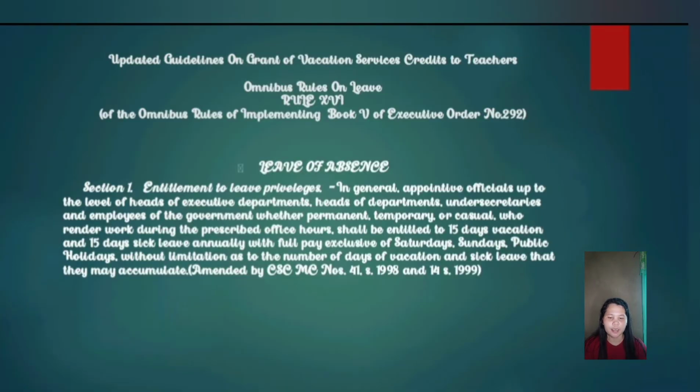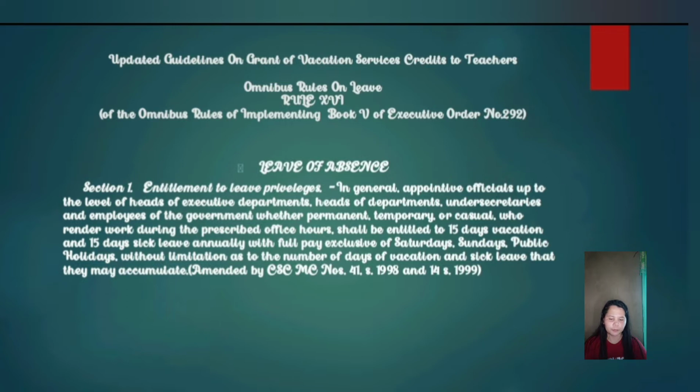So, updated guidelines on grant of vacation services credits to teachers. Omnibus Rules on Leave, Rule number 16, Leave of absence. There are 13 sections that we will tackle today. The first section is the entitlement to leave privileges.